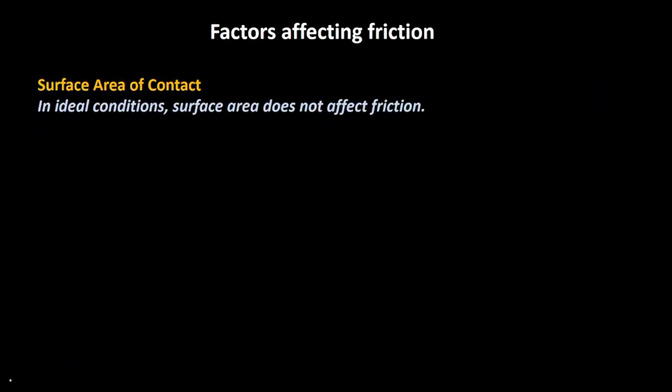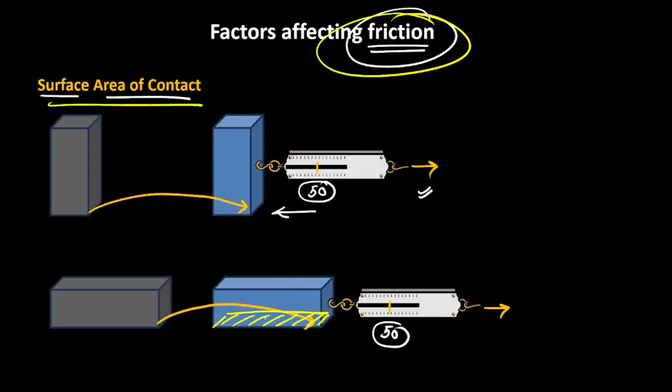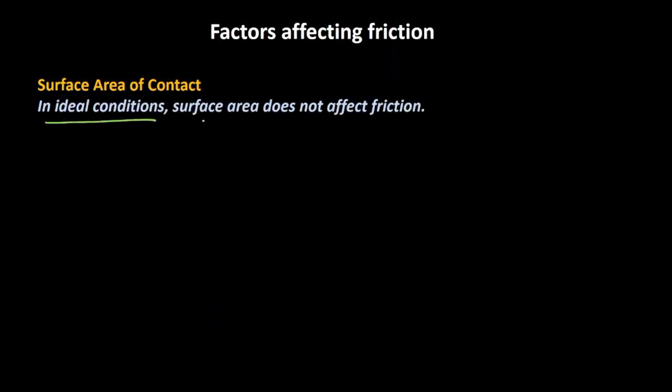And that is the reason that in this situation, even if the surface area was more, the pressure was less, and that is why the friction was not increasing that much. And similarly in this case, the surface area was less but the pressure was more. So both the effects are counteracting each other in such a way that the friction force is not getting changed with the surface area of contact. So we can conclude that in ideal conditions, the surface area does not affect friction.